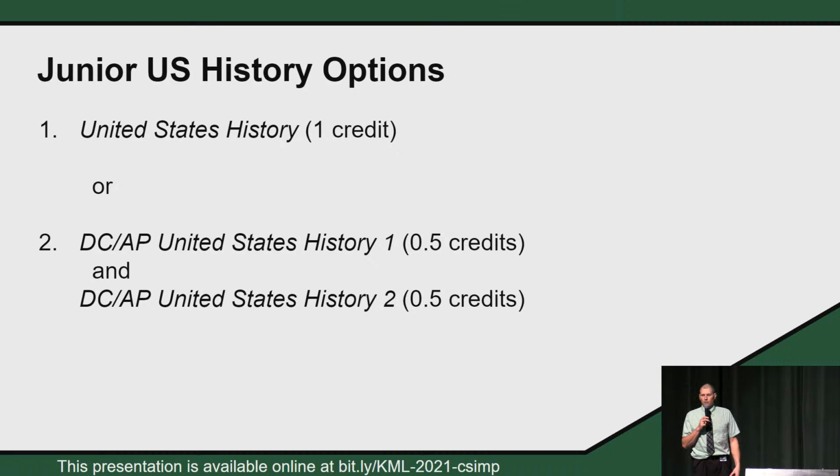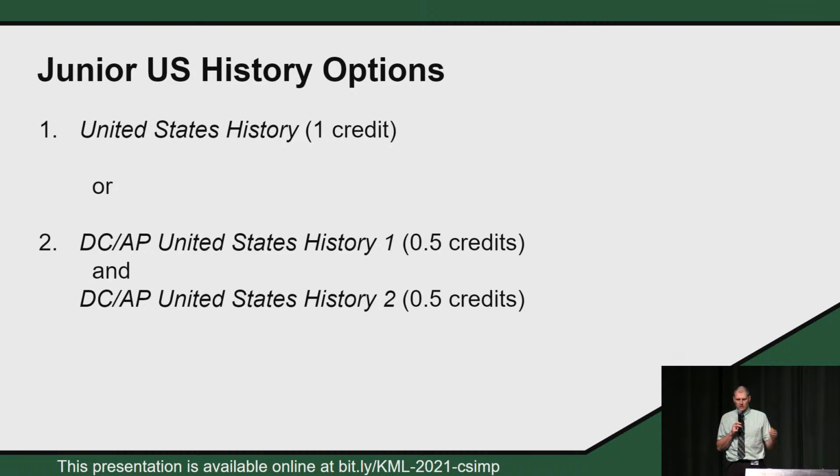Juniors, for them, a staple course is U.S. history, and again, there are 2 main options here. They can take what we've started calling regular U.S. history, or they can take a pair of 1-semester courses that are DC AP United States History 1, which is a half credit, and DC AP United States History 2. The reason that that course is split into 2 parts is that we have partnered with Bethany Lutheran College to be able to offer dual credit for those courses.